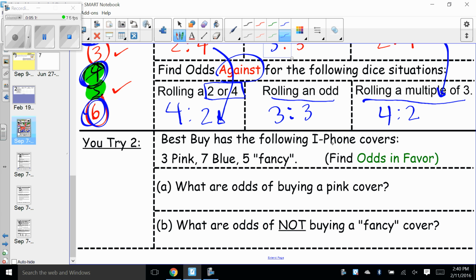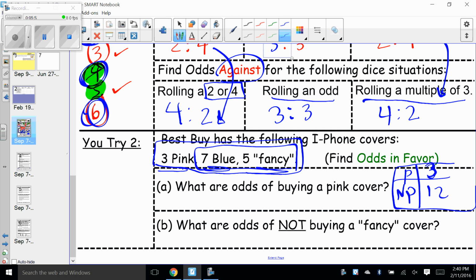So Best Buy has the following iPhone covers. Let's talk about what the overall odds are. Here's what we have: 3 pink, 7 blue, and 5 kind of fancy ones that have bling on them. What are the odds of buying a pink cover? So really talking about pink to the not pinks. How many are pink? 3. How many are not pink? 12, because these are the not pinks: 7 blue, 5 fancy, that's a total of 12. So pink to not pinks would be 3 to 12 odds in favor.